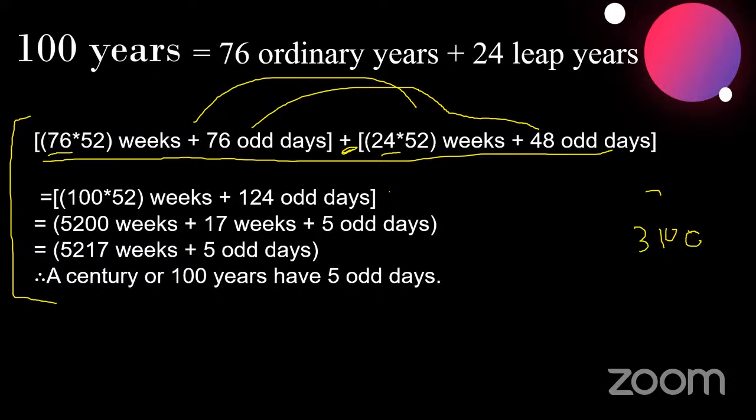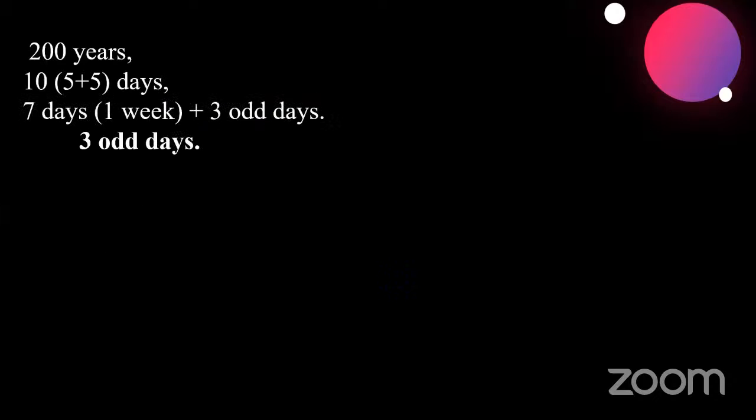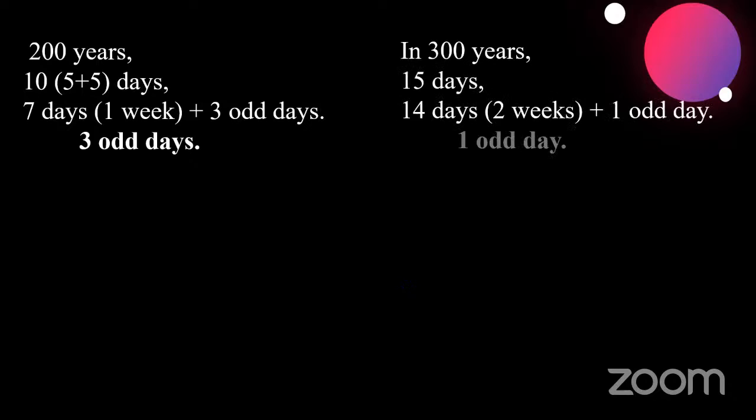Fine. Is this clear? Yes. So in this we have 5 odd days. And also see why we are not taking that. Okay, we have 5 odd days. When you take 200 years, we have 3 odd days. When you take 300 years, it will be 1 odd day. Okay. Yes. Why, ma'am?